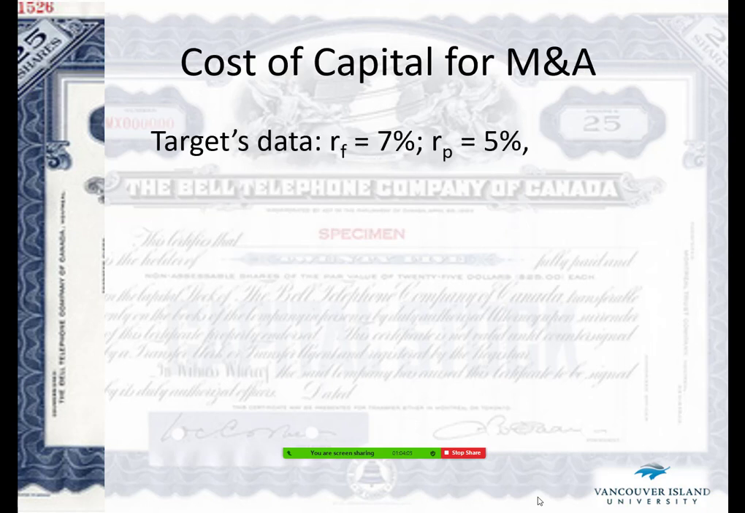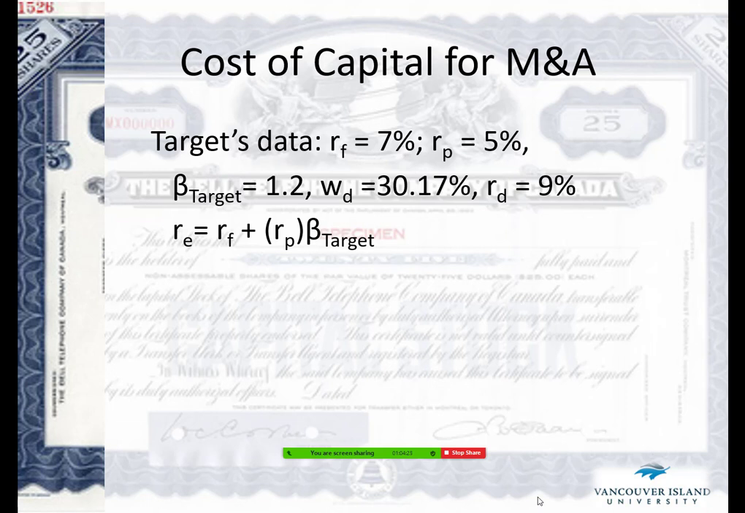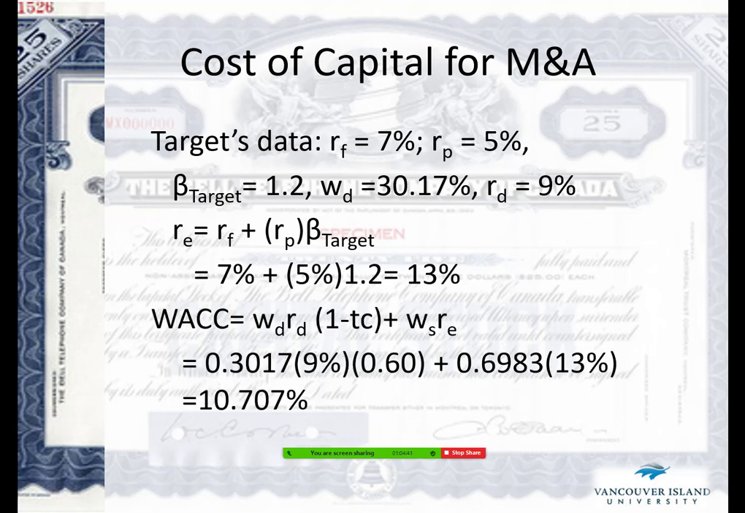We'll start off with a little bit of data that we'll use throughout the examples here. We have a risk-free rate of 7% and a market premium of 5%. We'll start off with a beta for the company of 1.2, a weight of debt of about 30%, so a weight of equity of about 70%, and a cost of debt of 9%. So if we're going to calculate our cost of equity, it's essentially just going to be that 7% plus the market risk premium times the beta, or it'll be 13%.